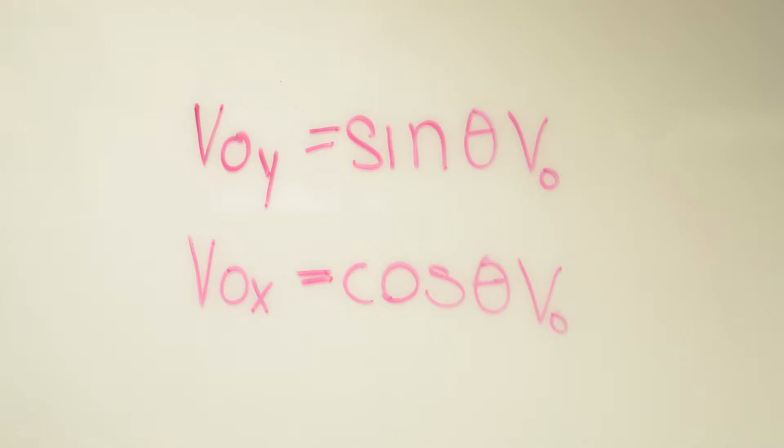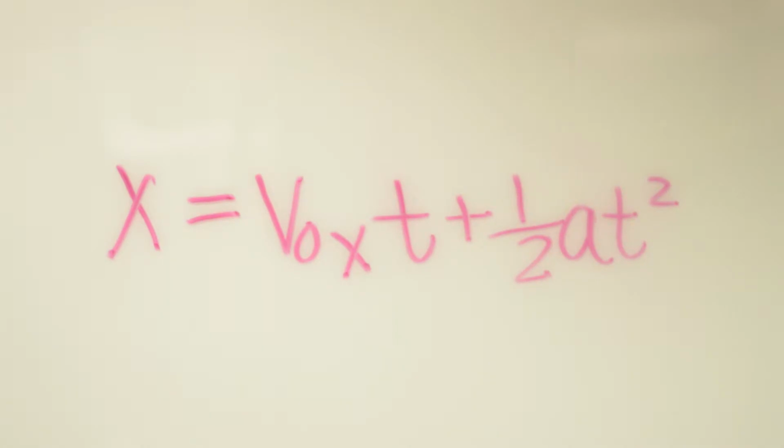First, we need to calculate the velocity in the y and x components. And before us are the two equations to do so. One, the top one, to calculate the velocity in the y direction, the bottom one to calculate the velocity in the x direction. Now, we will solve for time using this equation.